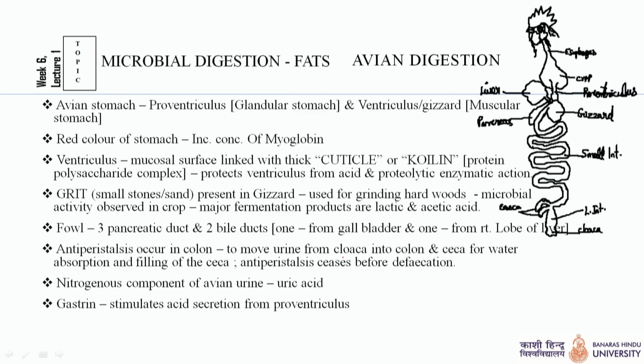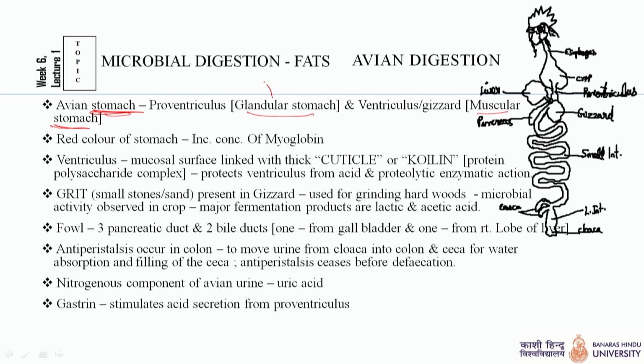Then next is the stomach of birds. It has two stomachs. One is the glandular stomach. Gland means what? A gland is used to secrete. So that is the glandular stomach, and the other is the muscular stomach. What is muscle used for? Muscle is used for contraction, right? The same way here also, it is related to that.